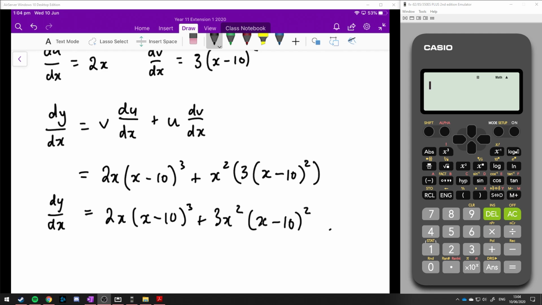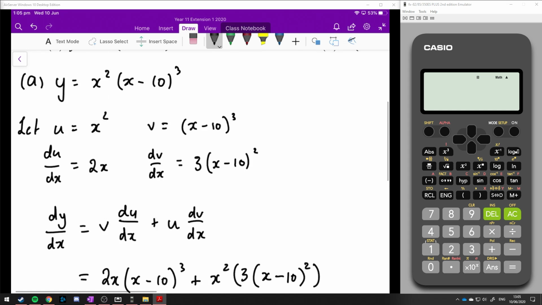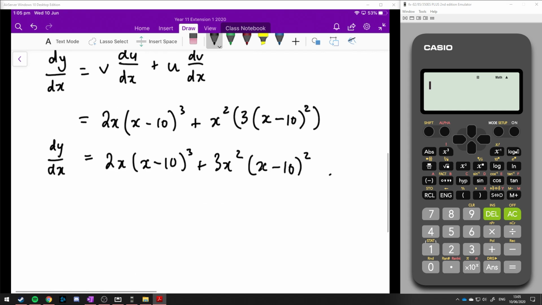Now, we can't factorize this any further because we've got x minus 10 cubed and x minus 10 squared, okay? So we're going to leave it as it is in this form here. Now, the next part of the question says that we want to state what values of x are the zeros. So, from this point onwards, we can now work out what our zeros are going to be. Sorry, that's a lie. We do want to factorize it one step further.